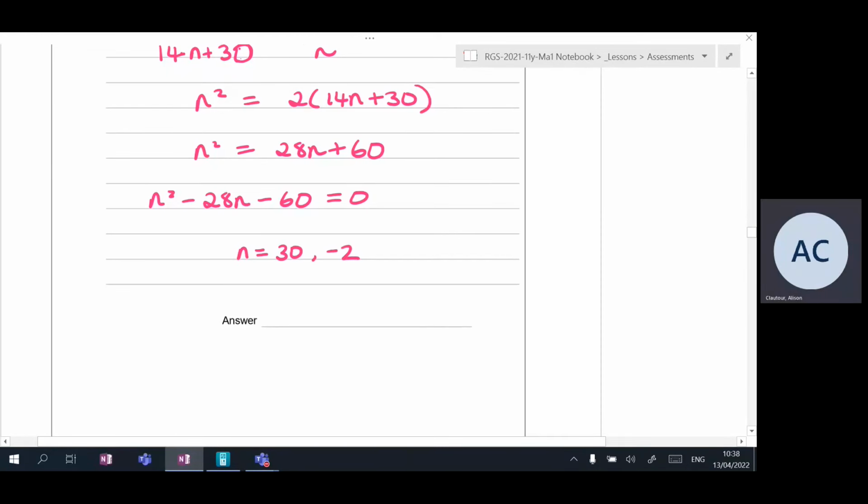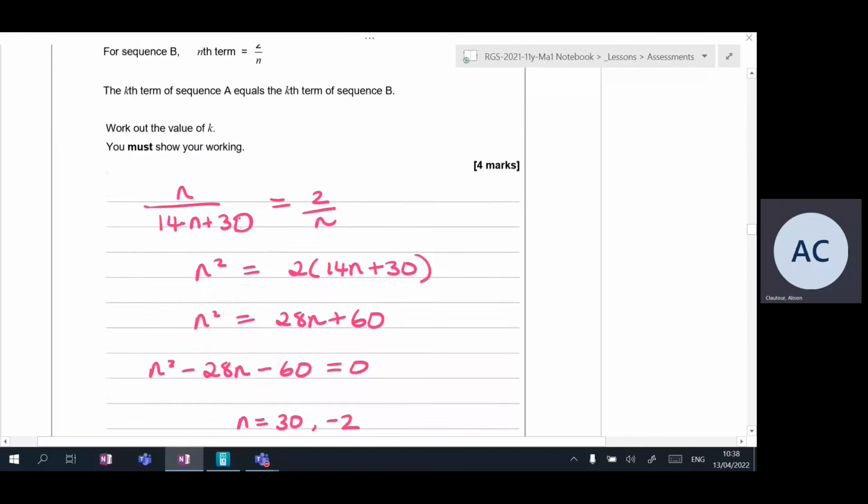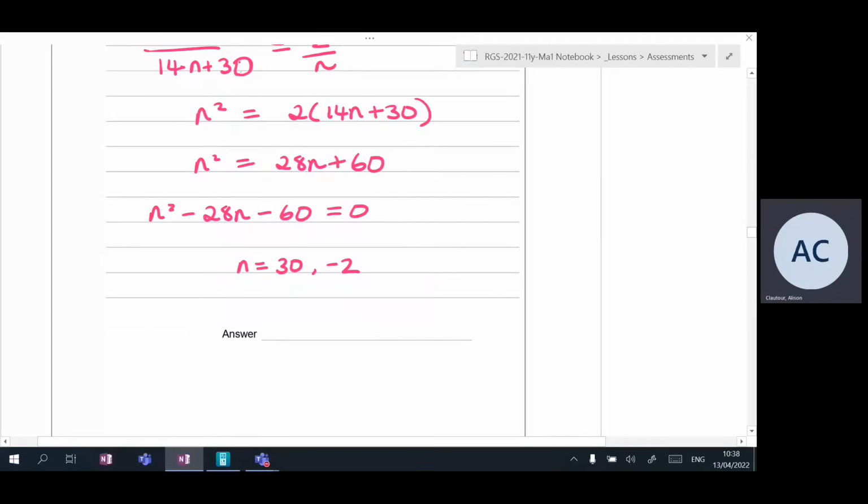Okay, but remember, n is a position, it's a term. So it's the nth term, so we can't have a negative value because you can't have the minus second term. Okay, so n is actually just 30, or k is 30.